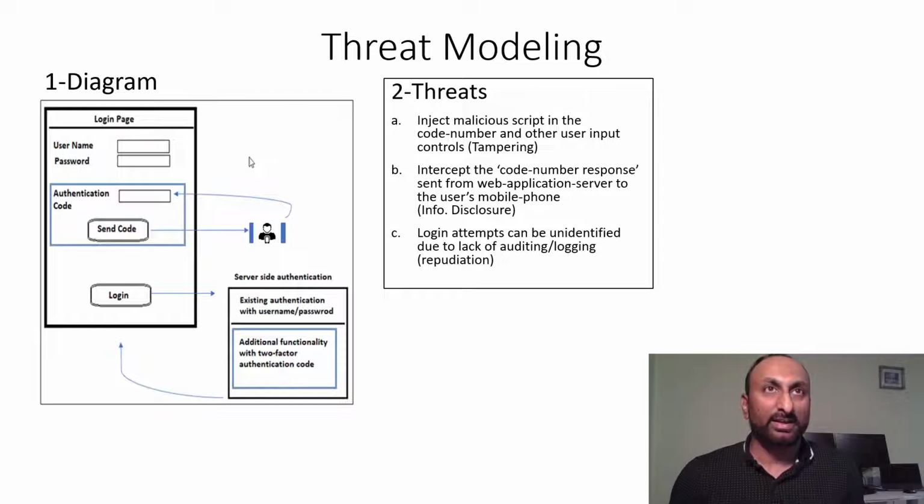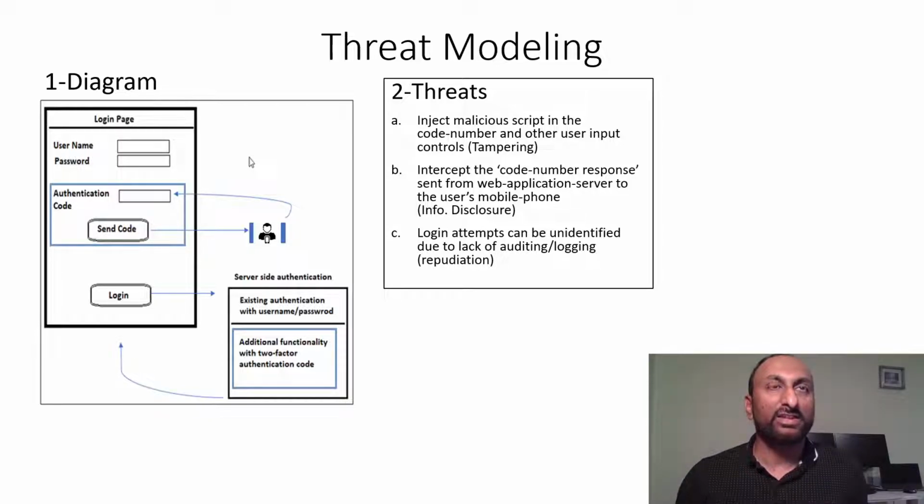Another threat is that when the server sends the code number to the user's mobile phone, then that code number can be intercepted. And if it happens, then this threat belongs to the threat category information disclosure. Another possible threat is that the login attempts can be unidentified due to the lack of auditing or logging. This threat belongs to the threat category repudiation.